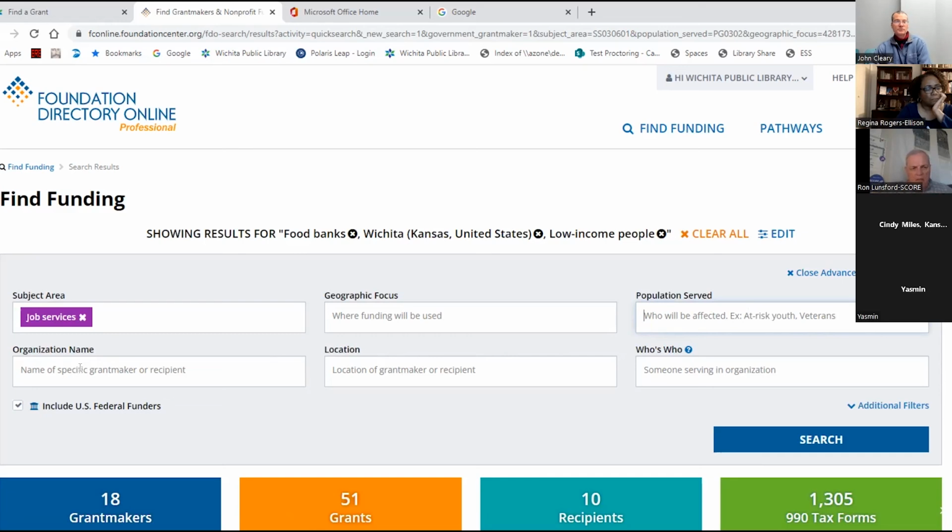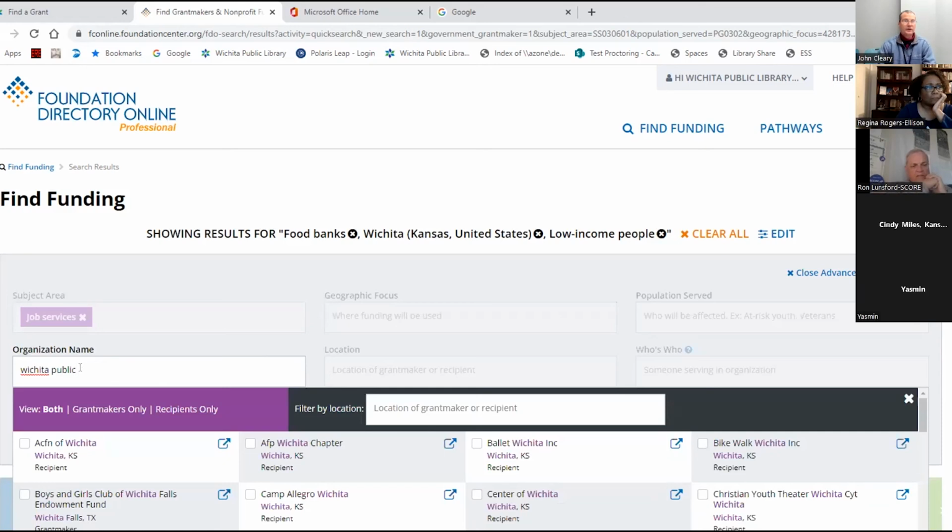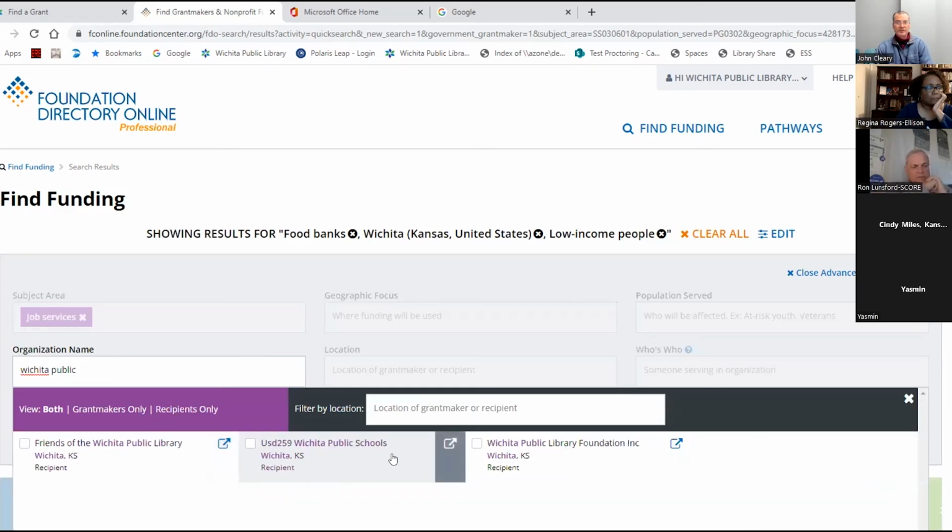This is where you can search specifically for your organizational name. So if you have your nonprofit, you can put it in here and find out a listing of your foundation. Our library has a foundation which provides for a lot of special needs of the library. So they're listed in here as well.